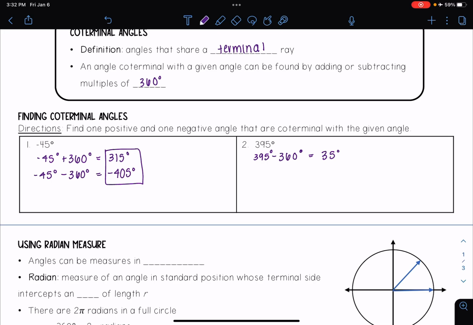However, if I were to go ahead and add 360, I would still have a positive angle. I want to find a negative angle now. Well, I can go ahead and add or subtract a multiple of 360. So now I'm going to go ahead and subtract 2 times 360 degrees. And when I do that, you end up with negative 325 degrees. Because you have 395 minus 2 times 360, which is 720, which gets you that negative 325.